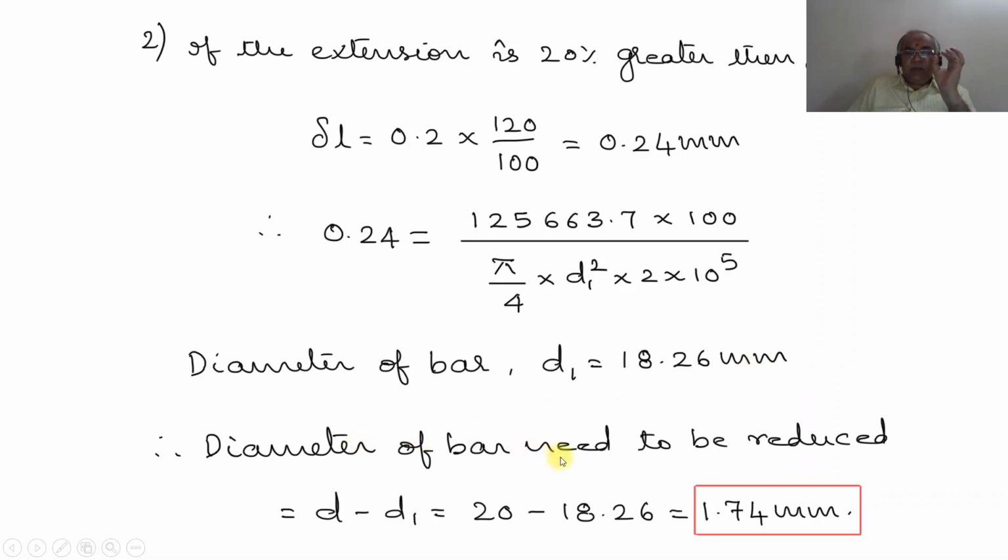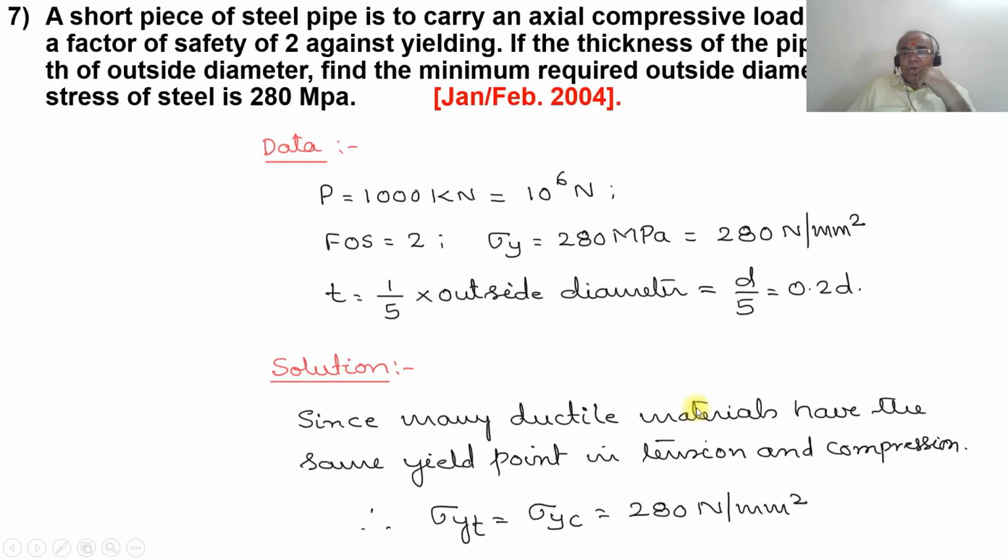Therefore, the diameter of the rod needs to be reduced. How much should it be reduced? D minus D1, 20 minus 18.26, which is equal to 1.74 mm. The diameter of the bar is going to be reduced by 1.74 mm. So in the next video, we are going to continue with one more problem on stress and strain. Thank you.